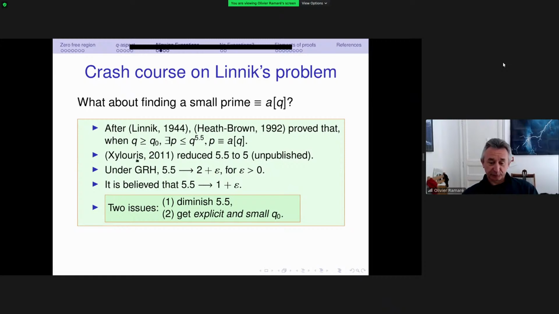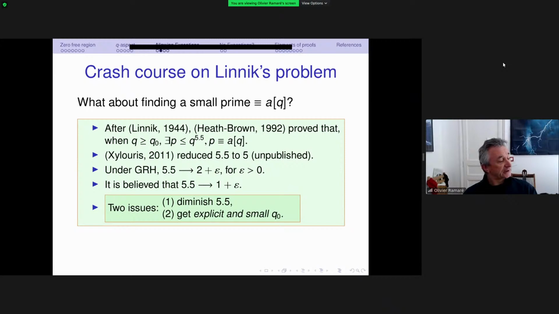Linnik in '44 and it has been improved. I mean, Linnik in '34 proves that there is a constant L, an absolute constant, so that every invertible class modulo Q can be covered by a prime less than Q to the L.